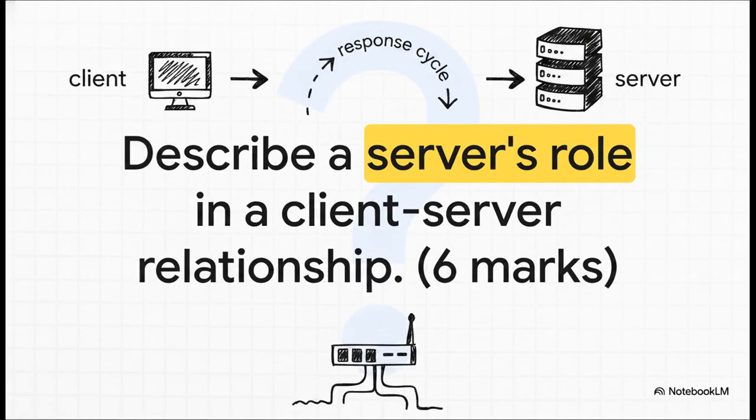Now let's do a little practice. Here's a pretty typical exam question for you. Describe the role of a server in a client-server relationship. Go ahead, take a second and think about how you'd structure a really good answer. Okay, so for top marks, you'd want to define what a client is, what a server is, and then clearly explain that request-response cycle we talked about earlier.